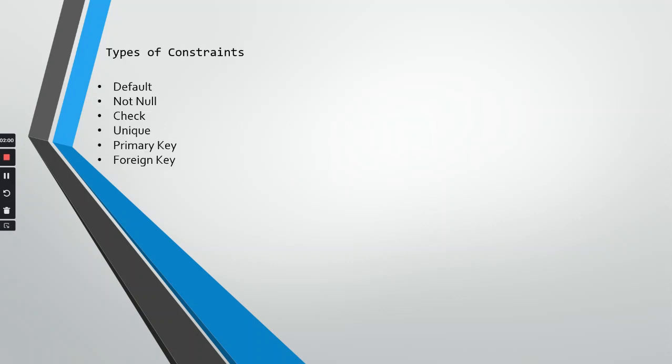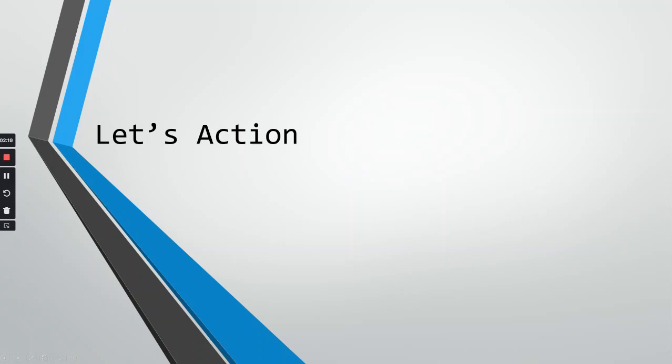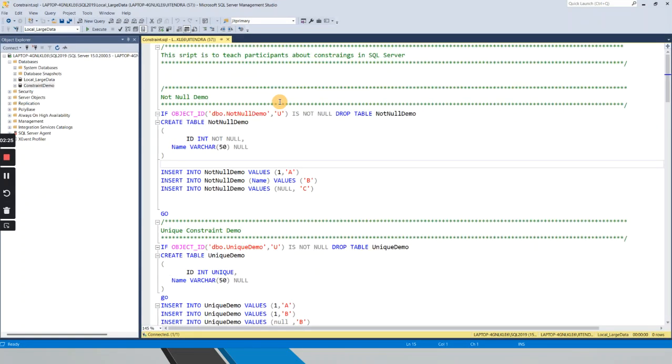Microsoft SQL Server provides six types of constraints: default, not null, check, unique, primary key, and foreign key. These are the different constraints. We would talk about everything in our demo, and I would show you the practical demo as well. So let us waste no time and jump onto the demo. Let me open my management studio, and I have already created the constraint demo.